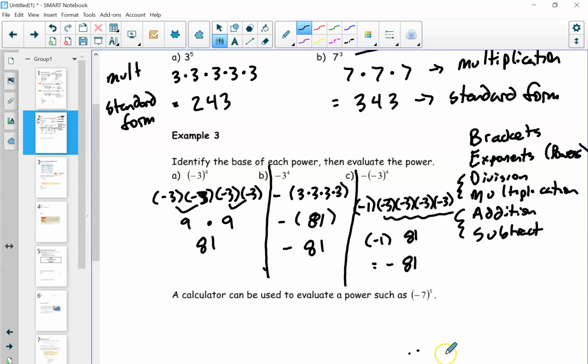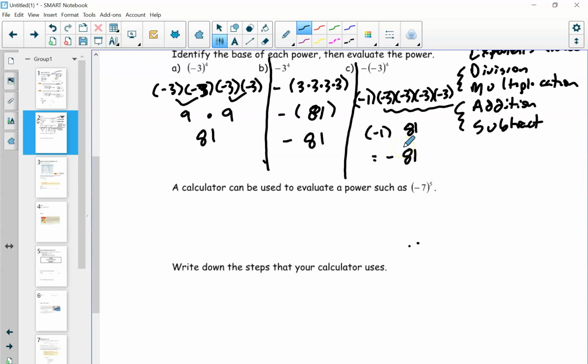So it's very important to look at what the exponent is touching. And if it's touching a bracket, you have to multiply whatever's inside the brackets that many times.